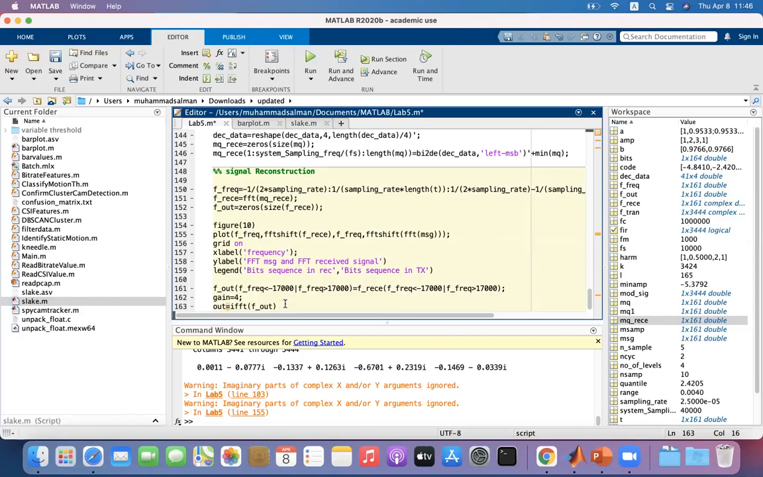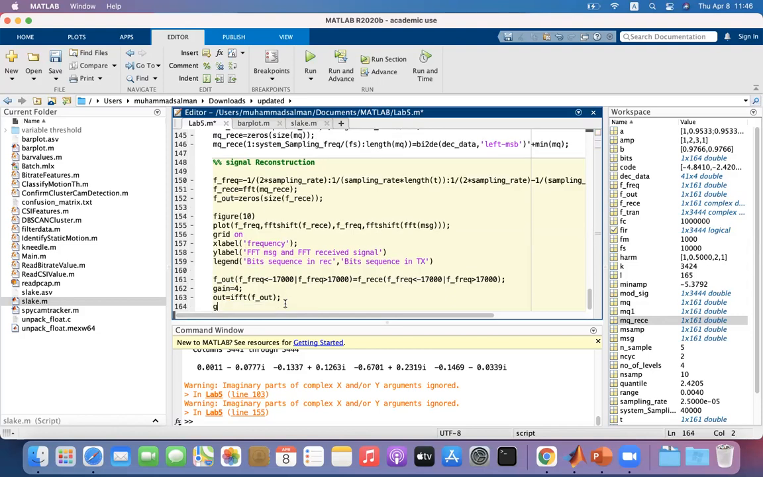So I applied IFFT here, and then I am saying that the amplified_output is equal to the out multiplied by gain.